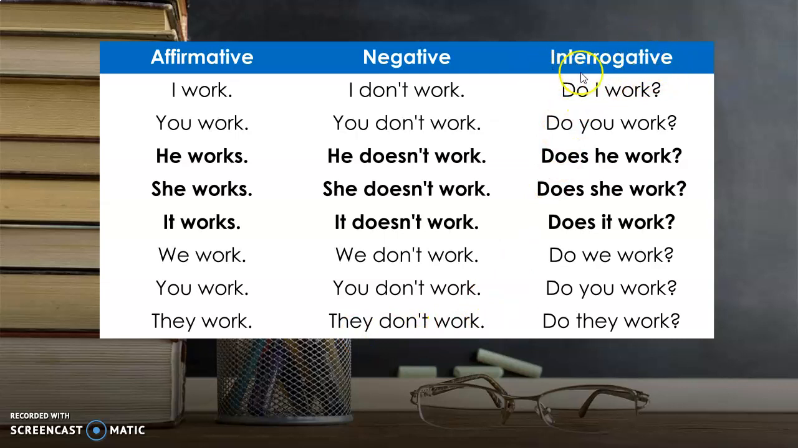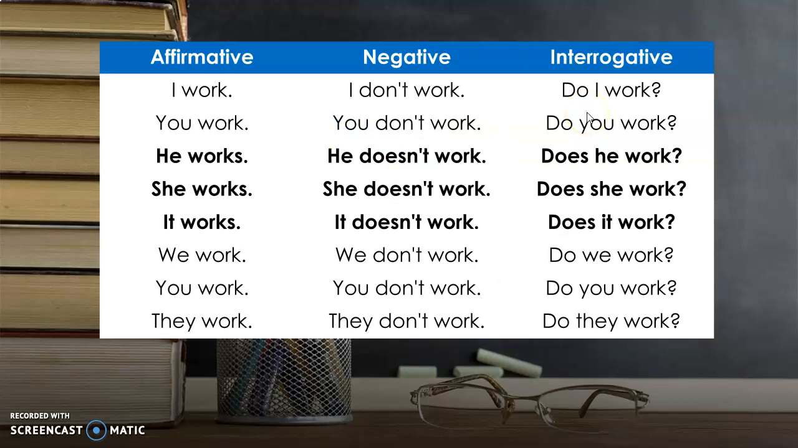And we're going to study also the interrogative form, where I'm going to write do or does at the beginning of the sentence. Do for singular and plurals, and does for he, she, and it. Like, do I work? Do you work? Does he work? Does she work? Does it work? Do we work? Do you work? Do they work?